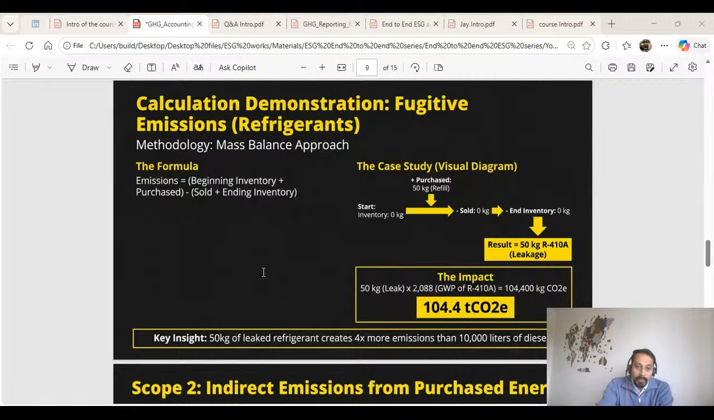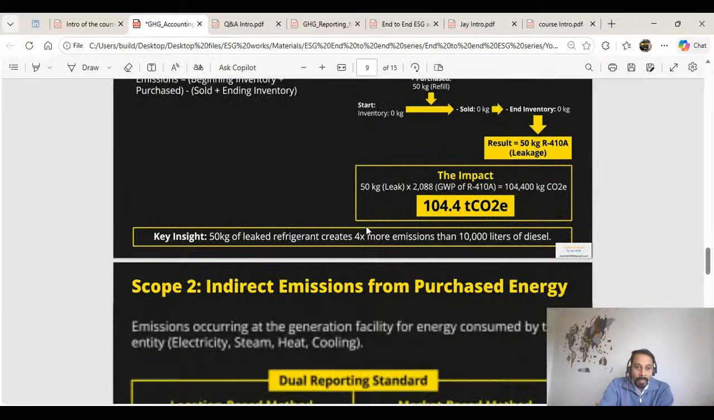So the key insight is that small refrigerant leaks can exceed the emissions of thousands of liters of diesel, and it is helpful to understand the impact in terms of CO2 equivalent. Here the 50 kilogram leakage is based on the refrigerant R-410A, which is part of the GHG Protocol. So you have to understand the fugitive emissions if applicable. Very few, less than 5% of corporate companies, calculate those with the mass balance approach for refrigerants.